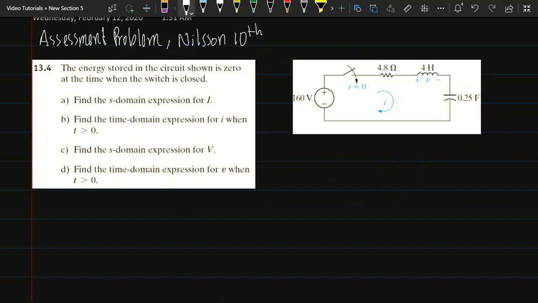So this is now assessment problem 13.4 in Nilsson, the 10th edition. It says the energy stored in the circuit shown is 0 at the time when the switch is closed. And it is assumed already that this switch was open for a long time so that the capacitor and the inductor are not charged by the 160 volts. So anyways, the initial voltages on the inductor and the capacitor are equal to 0. And we are required in part A to find I in the Laplace domain.